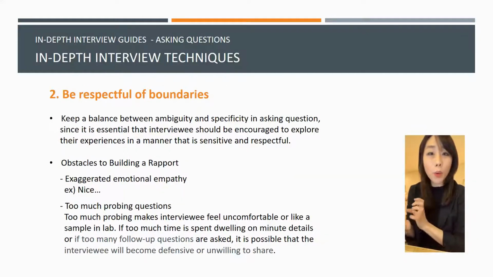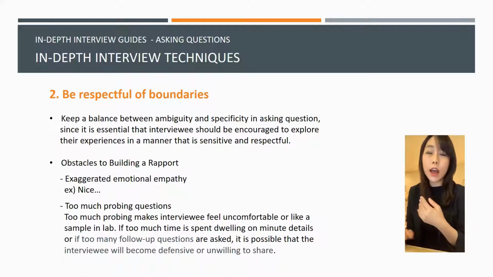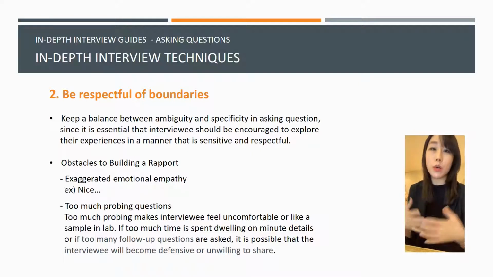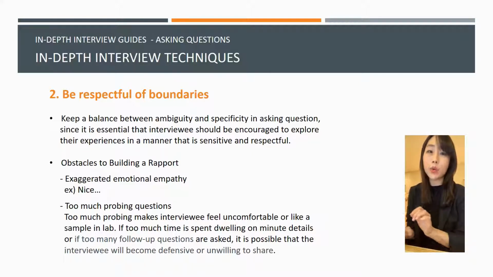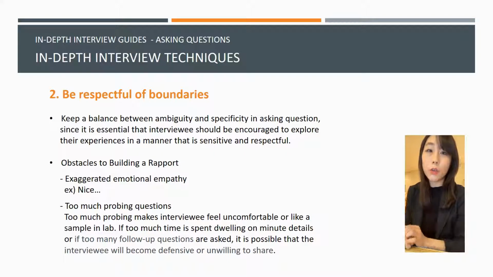Okay, so another point is, please be respectful of boundaries. They could bring up very sensitive issues like body image, self-esteem, self-concept, their experiences and perceptions of themselves, and social influences. If they're talking about their relationships with others, you might be tempted to force your interviewee to talk about what they really don't want to talk about.